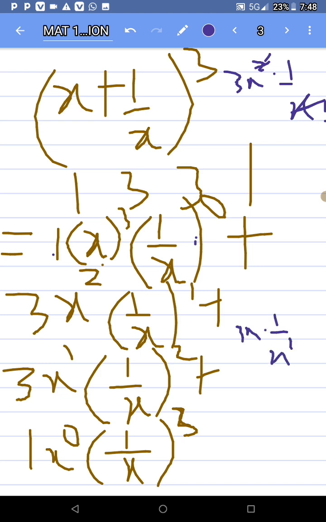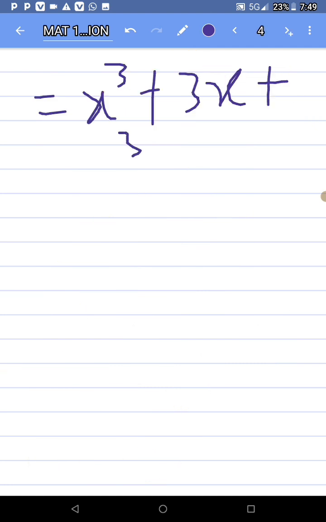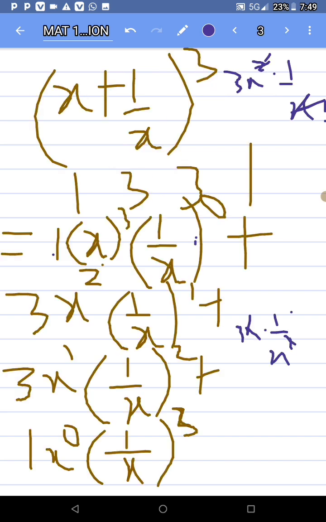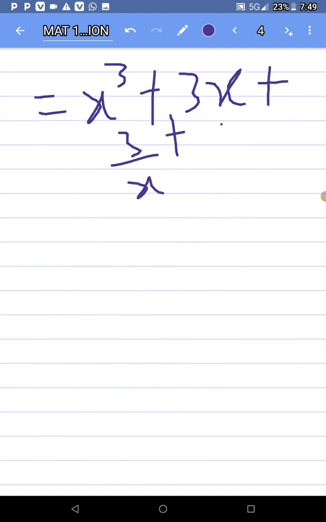How do I get 1? 1 squared is 1, and x raised to power 2 is what? x squared. Now this one, the x in x squared, it remains 1x. So we are left with 3 times 1, 3 over x. So there we have plus 3 over x. Plus, now the last one, anything raised to 0 is 1, 1 times 1 is 1. Then we are left with 1 over x raised to power 3.